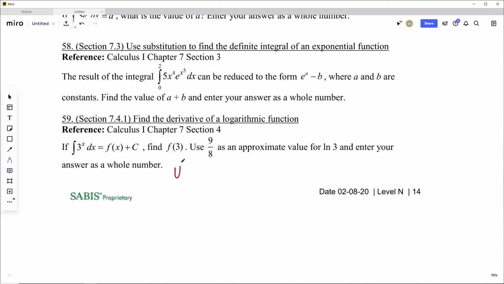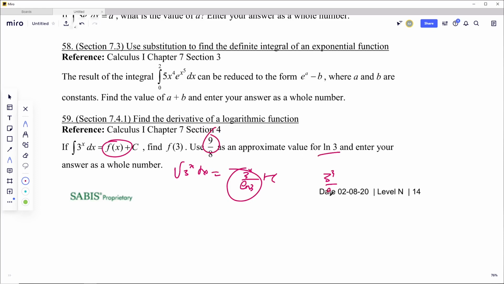So the integration of 3 to the x dx is going to be 3 to the x over ln 3 plus c. This is our function, and we want to put 3, so 3 to the power of 3 over ln 3. They said approximate ln 3 as 9 over 8. So 9 over 8 here. This is nothing but 27. Division by 9 over 8 is multiplication by 8 over 9. These cancel to give you 3. 3 times 8 is 24, which is actually the right answer.